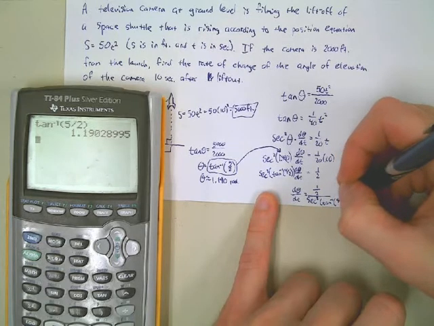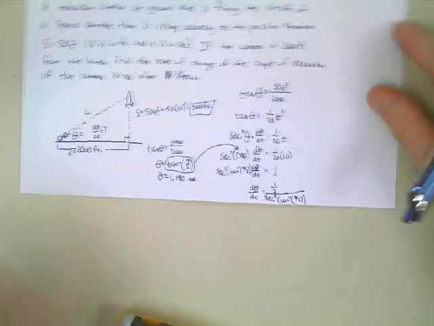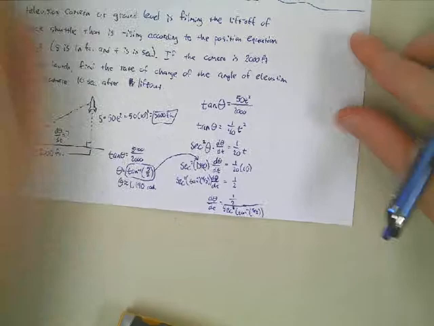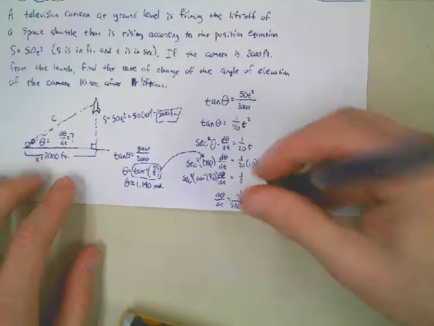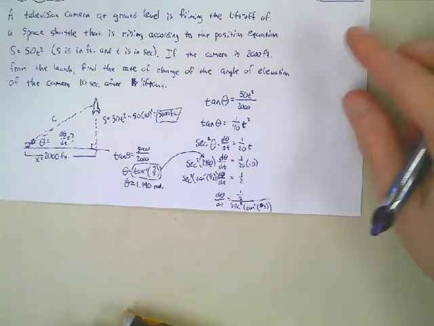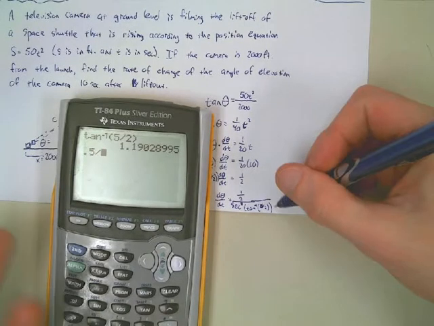I know it's really small here. Let me see if I can zoom in on that. Okay. And so we type that into our calculator: 0.5 divided by, and you could leave it there. You could stop. Okay. You could stop and ask, what units is this?